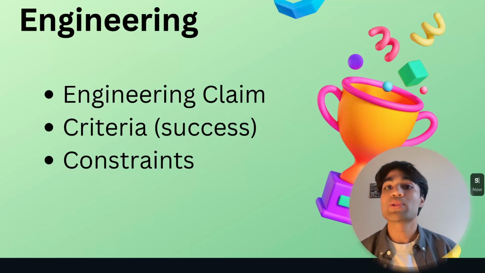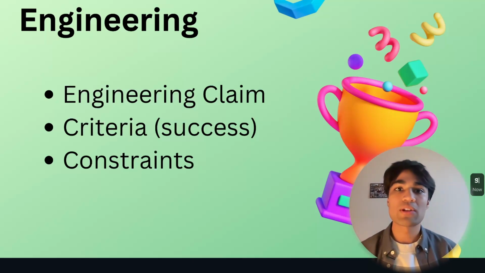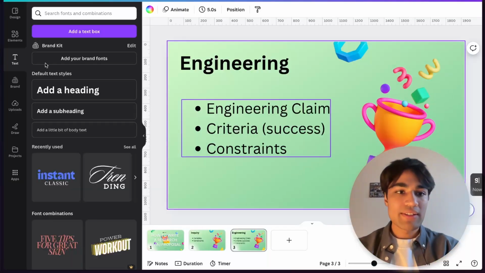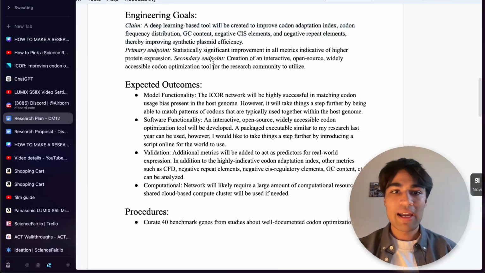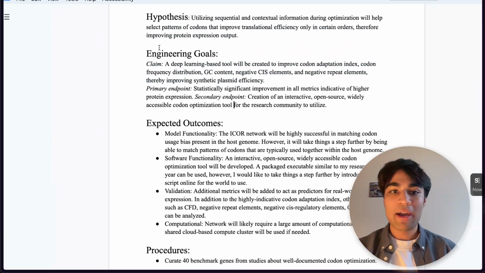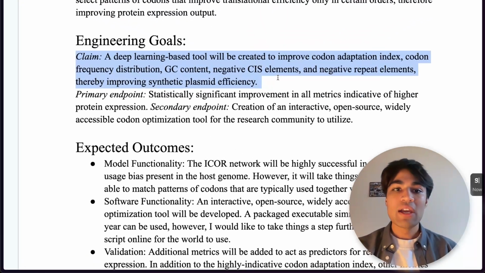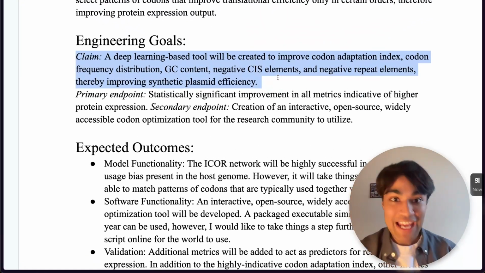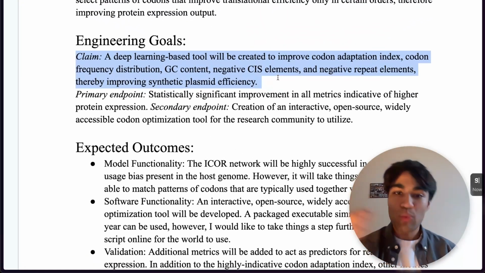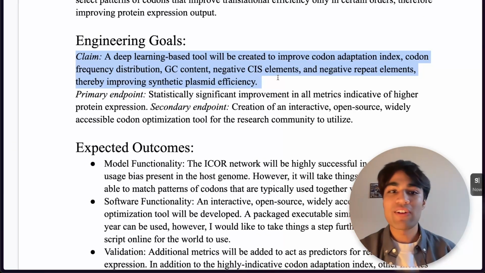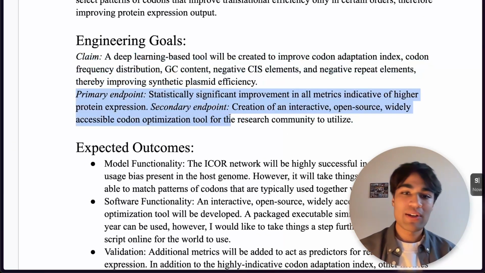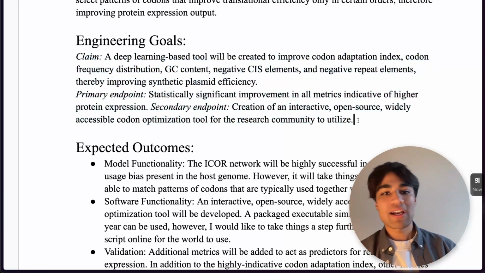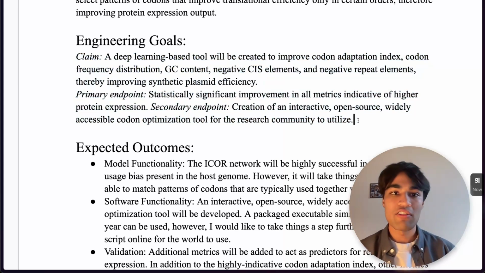And finally, you also have constraints similarly, like resources, time, materials that go into the project. And as you guys can see over here, I'm going to go to my engineering goals that I had for my project. I have an engineering claim, which is that in this project, a tool will be created and it will improve these different factors. And then I have these primary and secondary endpoints, which are kind of like the criteria that I use to evaluate the success of my claim.